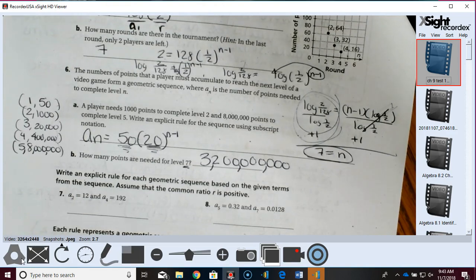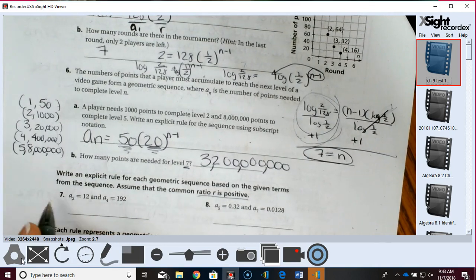Write an explicit rule for each geometric sequence based on the given terms of the sequence. Assume the common ratio is positive. I want you guys to try this one out.